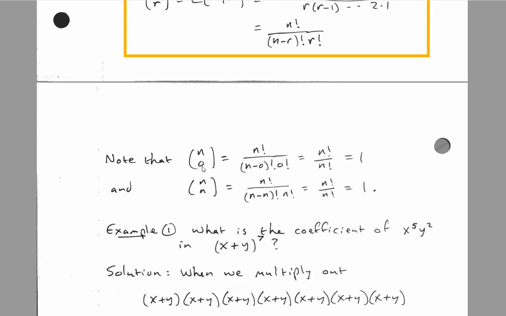So if you have a 0 down here, this binomial coefficient is 1, and that does make sense from the factorial formula. Remember, 0 factorial is equal to 1. And n choose n, that's also 1.